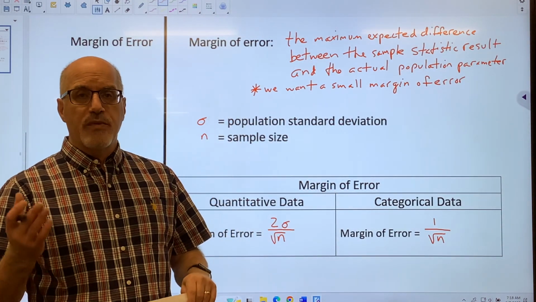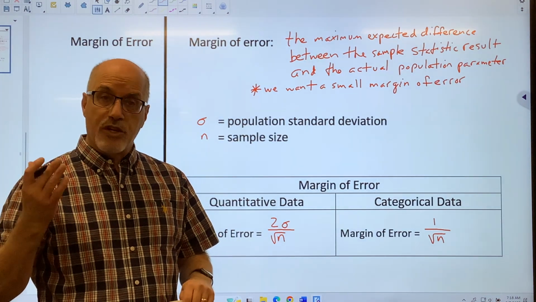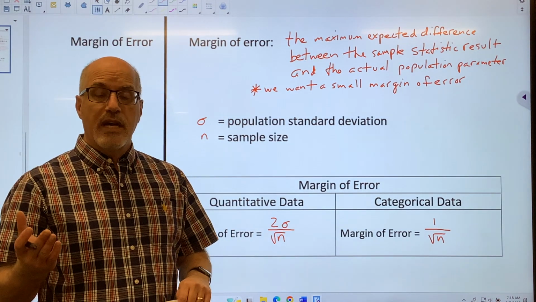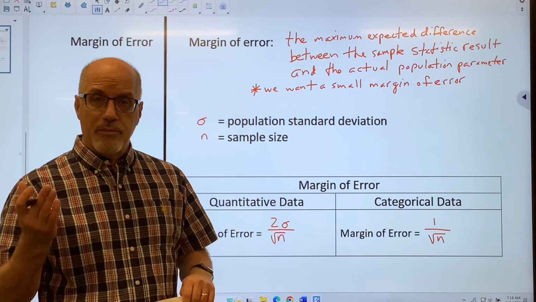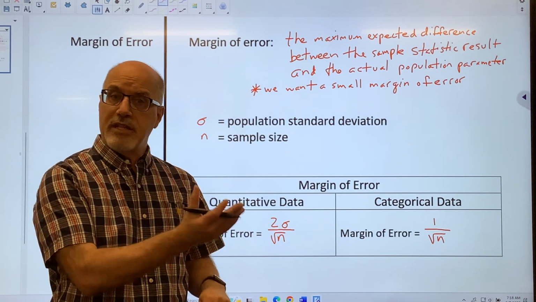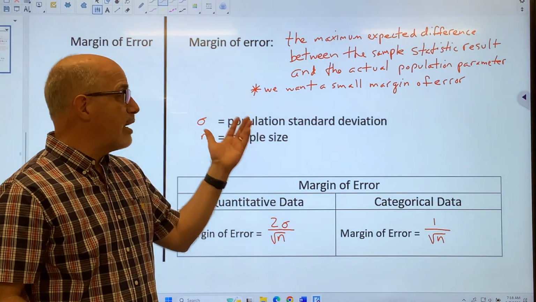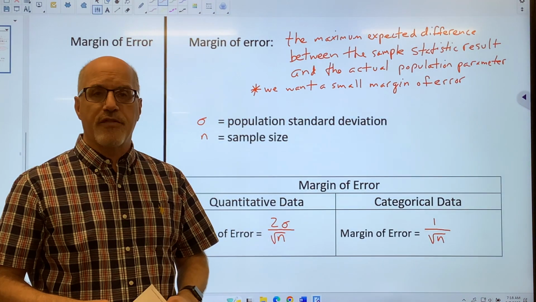So what we've done is we've talked about what we do to get good estimates for whatever statistic we're going to use to estimate the parameter, and then also how we can calculate what the margin of error is.